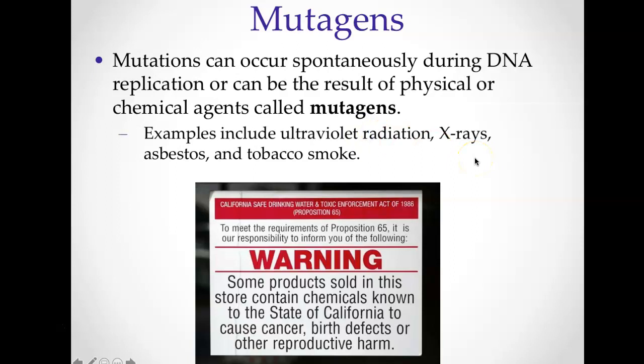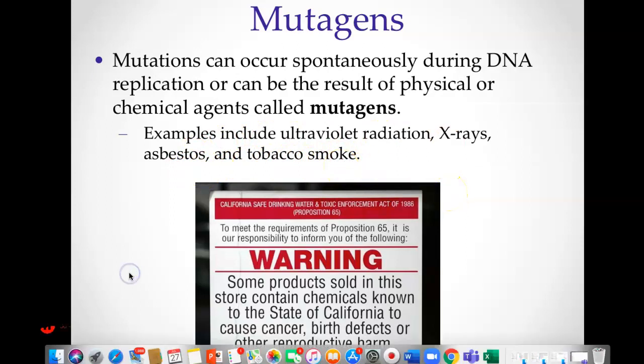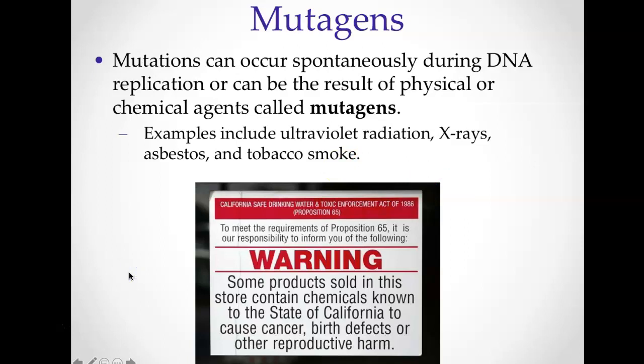Ultraviolet radiation, like the sun, that's where skin cancer becomes an issue. X-rays, that's why when you're getting an X-ray, they'll cover a female's pelvis with lead so that your eggs don't get mutated. Asbestos, and then tobacco smoke. Tobacco smoke can cause DNA mutations in the cells of the lungs. So definitely smoking or introducing certain chemicals to the body can cause DNA mutations, and these types of mutagens are going to lead to cancer.